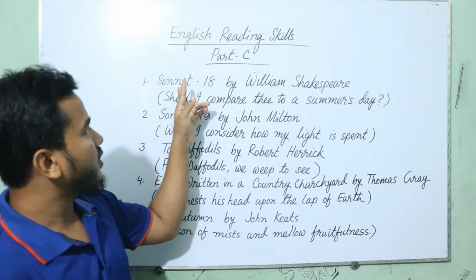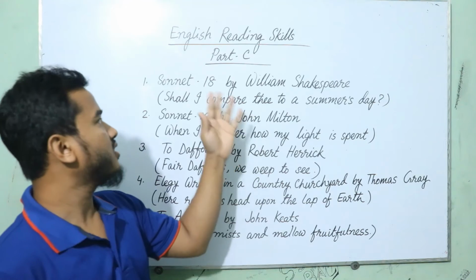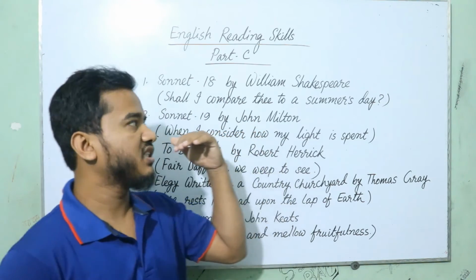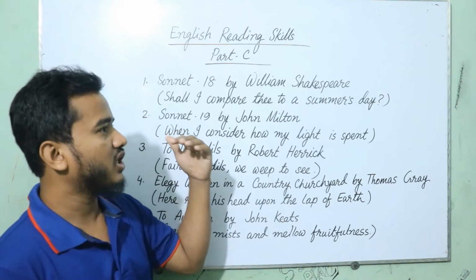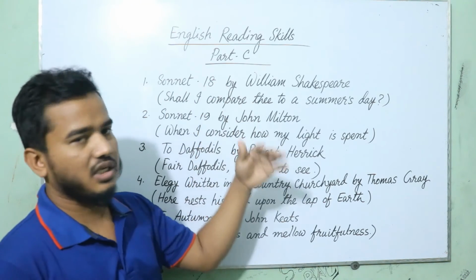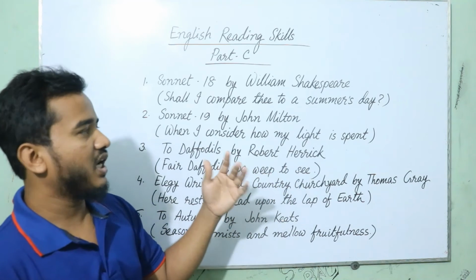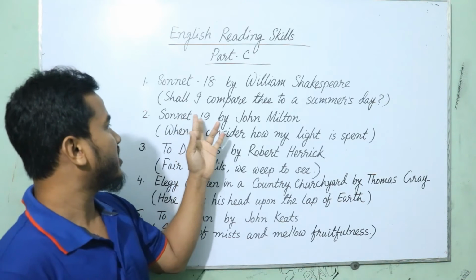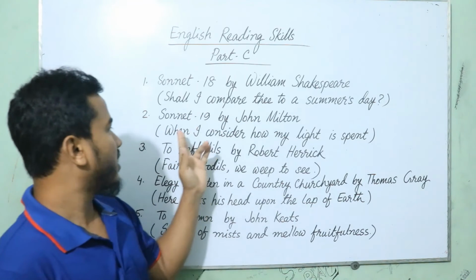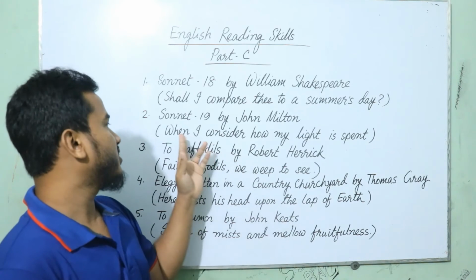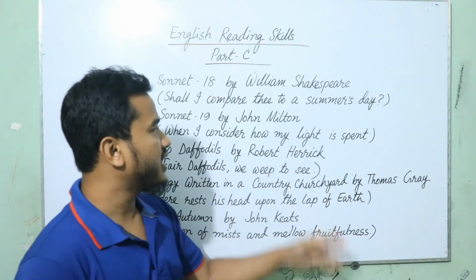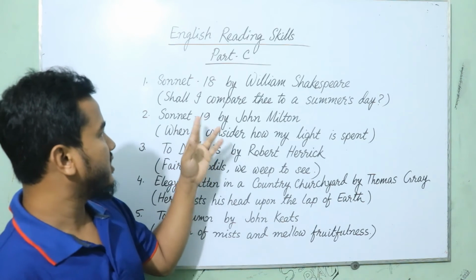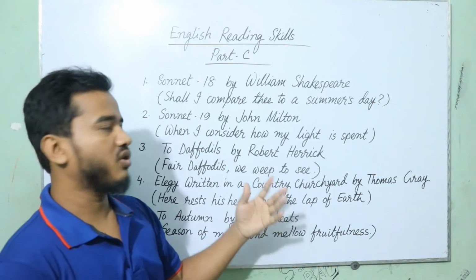From the name, we can say that the poem is a sonnet. So we can find the common questions, what is a sonnet, and evaluate the poem as a sonnet, and the other 5 questions are common here. Then comes Sonnet 19 by John Milton, and the first line is, "When I consider how my light is spent." We can see that this poem is also a sonnet.